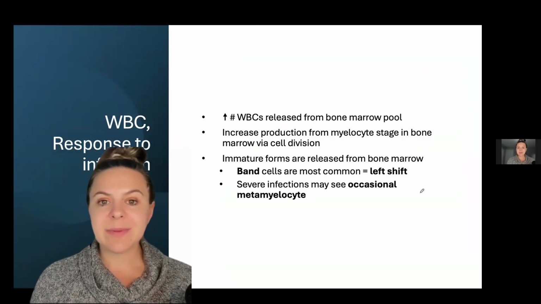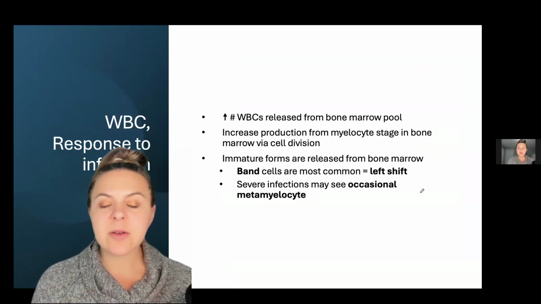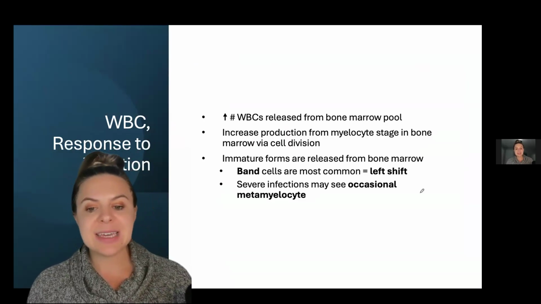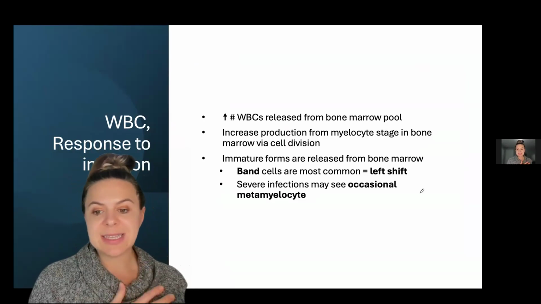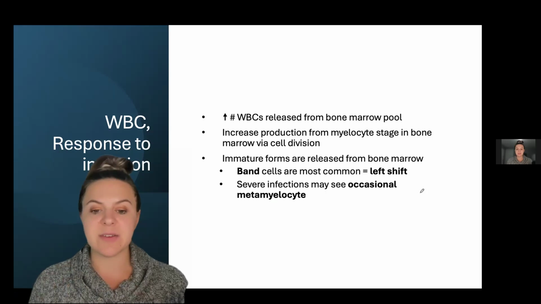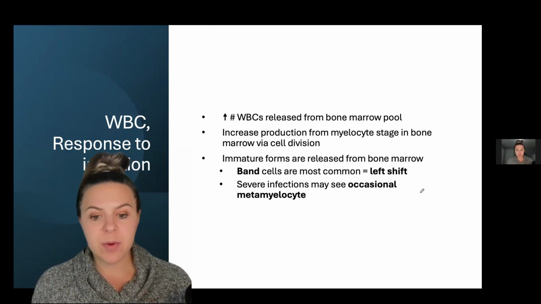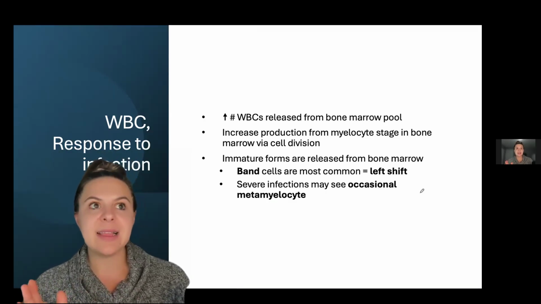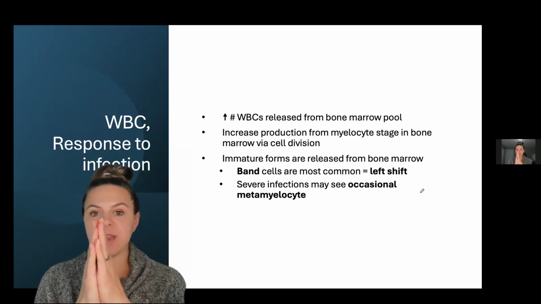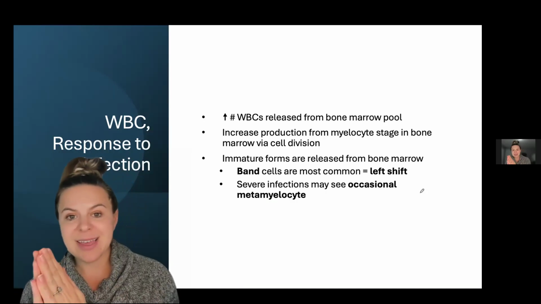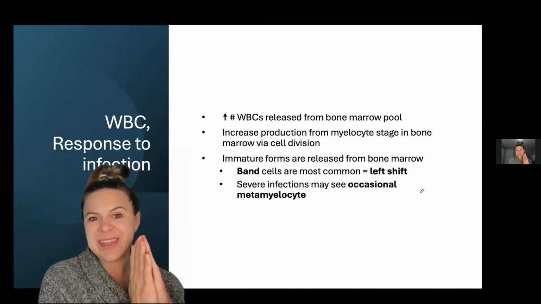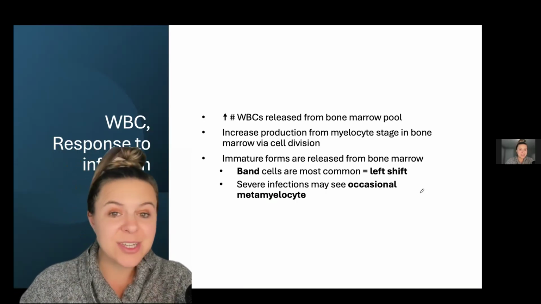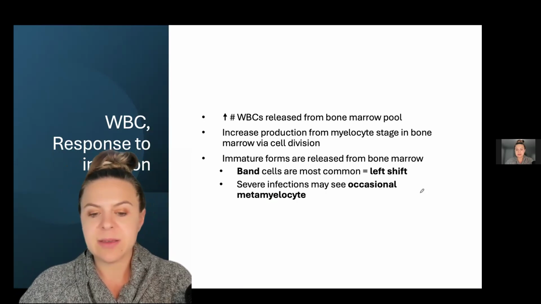Next, we'll look at how our white blood cells respond to infection. So, increased number of white blood cells are released from the bone marrow pool, and that leads to increased production from the myelocyte stage in bone marrow via cell division. Immature forms are released from the bone marrow, and the most common are band cells, and that leads to what's called a left shift because we're moving from our mature cell left down that developmental pathway. Severe infections could even see a further left shift, like an occasional metamyelocyte.